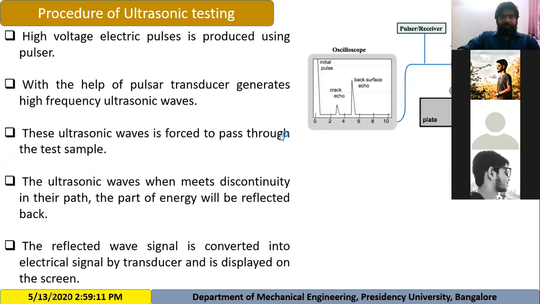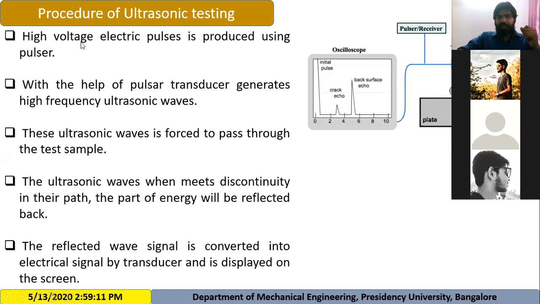Okay. Now let me show you how this procedure of detecting cracks via ultrasonic test works. First, a high voltage electric pulse is produced using a pulsar. Suppose this is the test piece, and here is the crack. What we do first is put the transducer onto the surface of this workpiece.